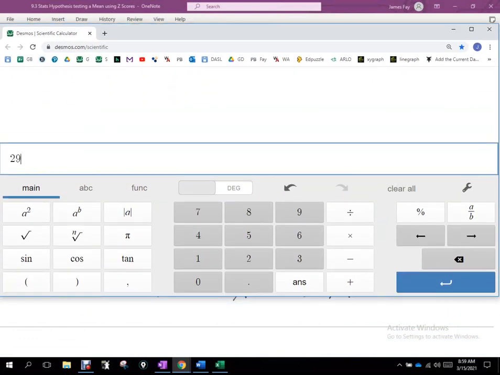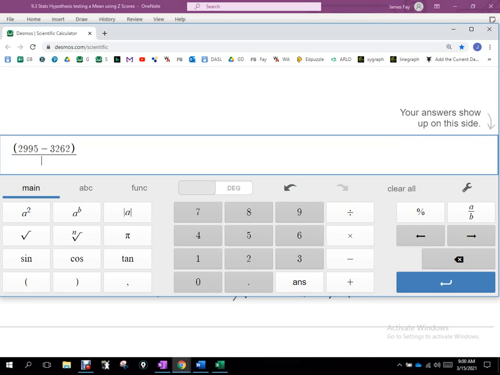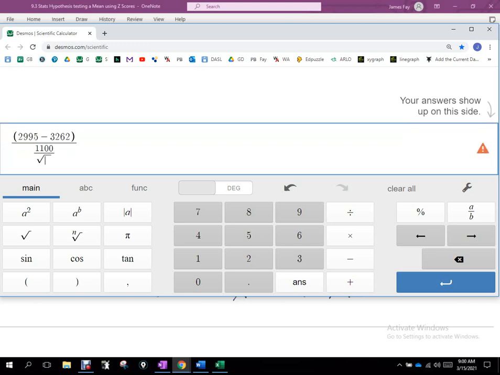So we're going to go 2,995 minus 32.62. Okay, then we'll divide that by 1,100 over square root of 50.